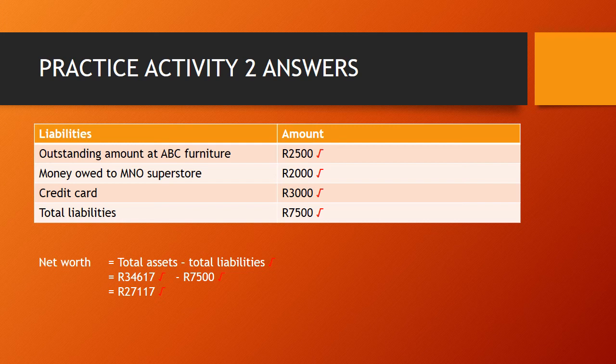If you've written the liability and the correct amount, you give yourself 1 mark. 1 mark for each liability that you've written. And now we then need to calculate our total liabilities. So 2,500 plus 2,000 rand plus 3,000 rand. That gives us a total of 7,500. And so our total liabilities are 7,500. And now we need to move on to calculating our net worth.